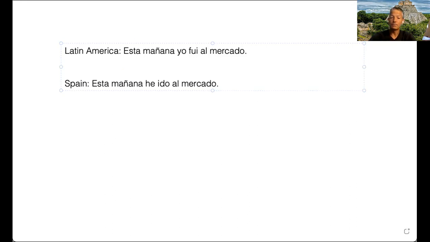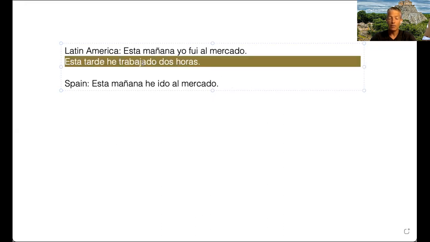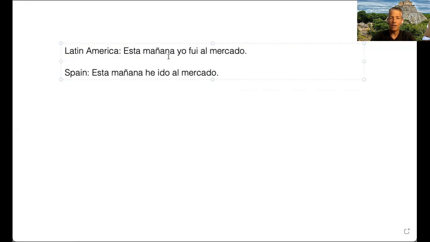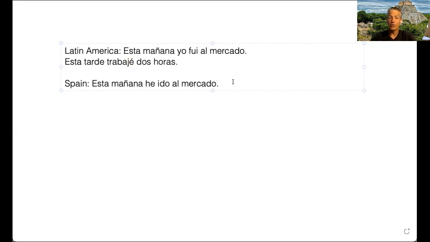Okay, let me do another example. Esta tarde he trabajado 2 horas. Okay, this afternoon I worked 2 hours. That would be Spain. In Latin America, we would say, esta tarde trabajé 2 horas. That's what we would say in Latin America. This afternoon, I worked 2 hours. In Spain, we would use the present perfect because it's a very near past. Esta tarde he trabajado 2 horas.